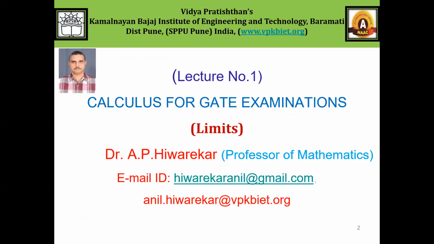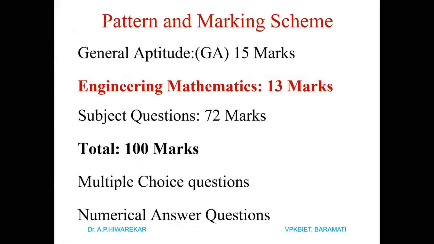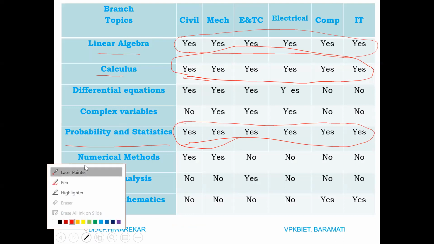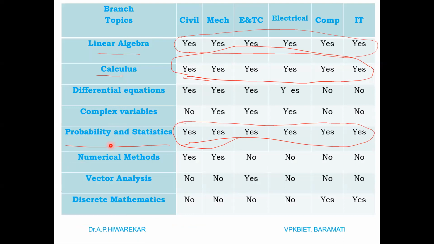So last time we have seen the syllabus of engineering mathematics, which is required for the GATE examination. And this slide was shown to you in the last period. So there is linear algebra, calculus, and probability and statistics. So these parts are there for all branches, and the remaining chapters are as per the branch.